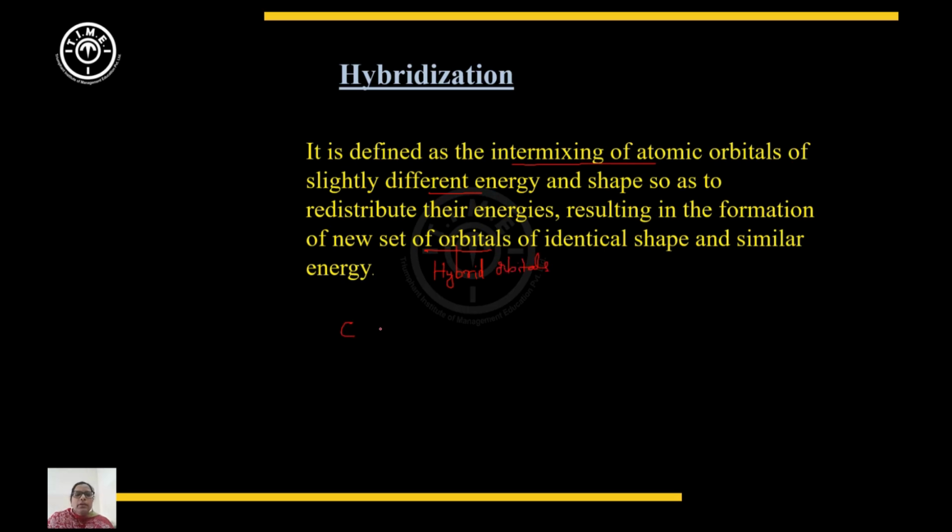Suppose we take carbon, the configuration is 1s2, 2s2, 2px1, 2py1 and 2pz0. In its ground state, carbon can form 2 bonds only. So in order to form 4 bonds around it, because carbon is a tetravalent element, one electron has to be excited from its 2s orbital to the 2p orbital. So the excited state electron configuration of carbon is 1s2, 2s1, 2px1, 2py1, 2pz1.